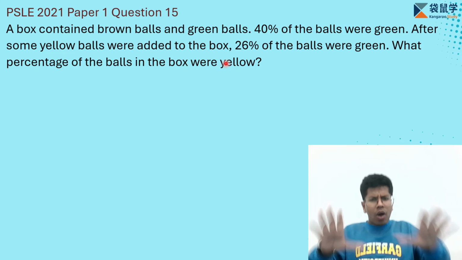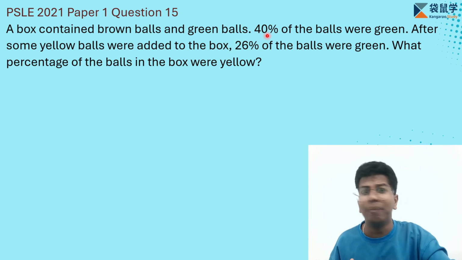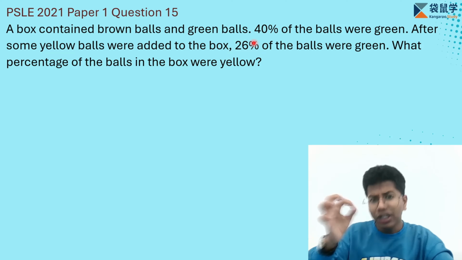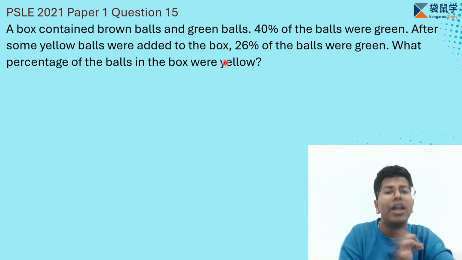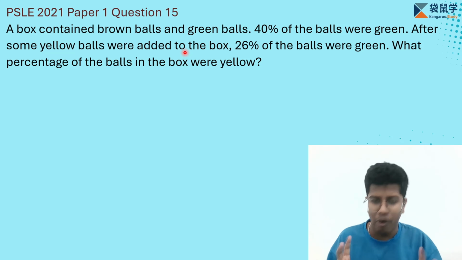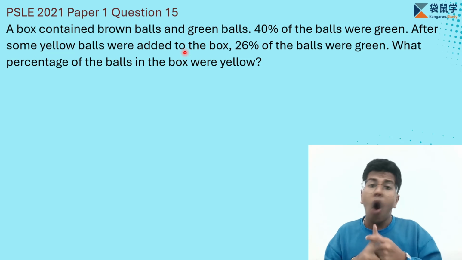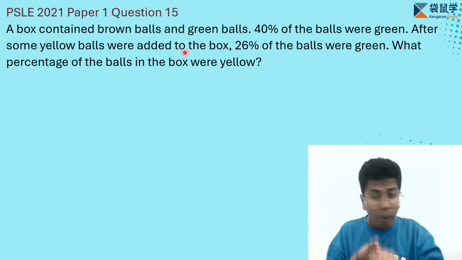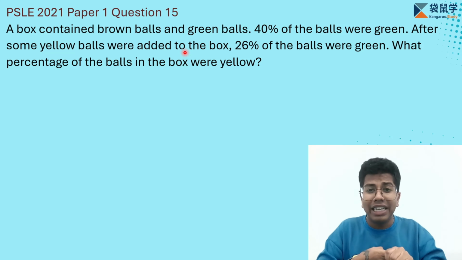At first, when I read the question, there are two different percentages present. And the question is also asking me for a percentage, but this percentage is for yellow balls. Now, if I want to calculate the percentage of yellow balls, there are two things I need. I need the number of yellow balls. Also, I need the total number of balls. If I have these two things, we can easily find the percentage.